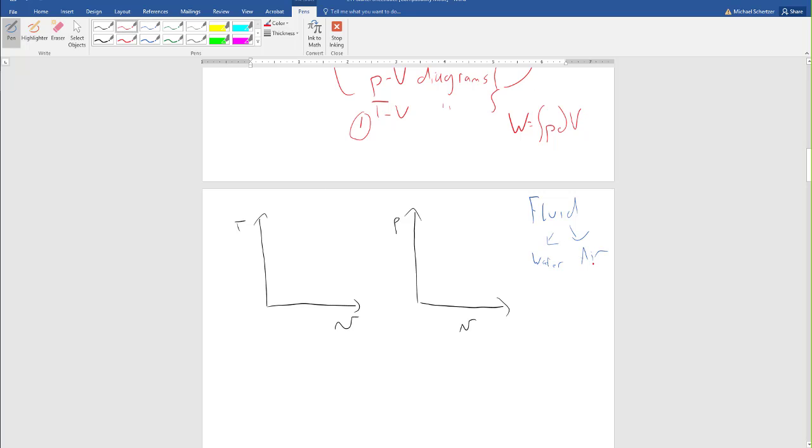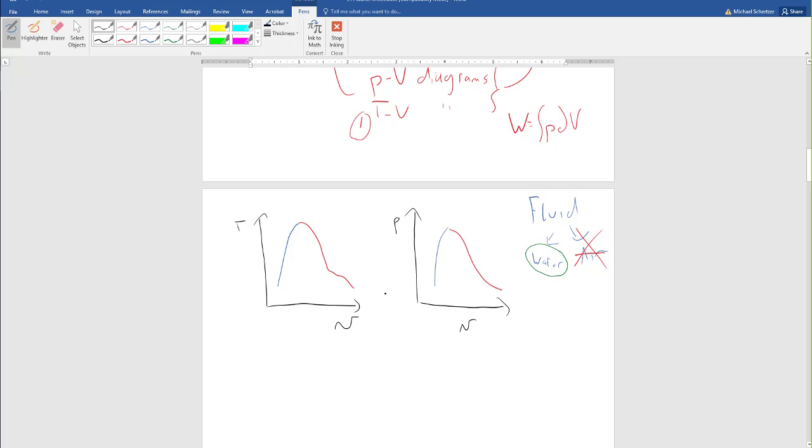So in this case, it is not air. The problem told us that it's water. So we know that it's water, and because it's water, I can draw vapor domes on my PV and TV diagrams. Now, I generally do encourage people to bring colored pencils to exams, but you don't have to. So what do we know?